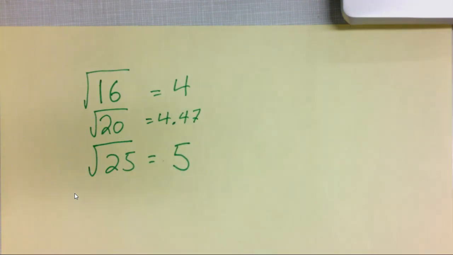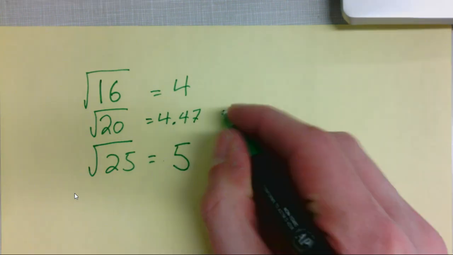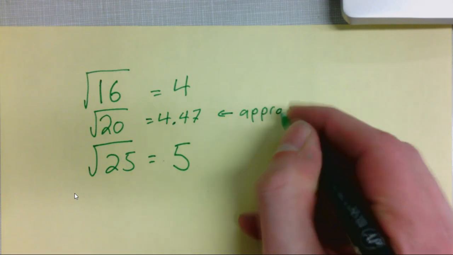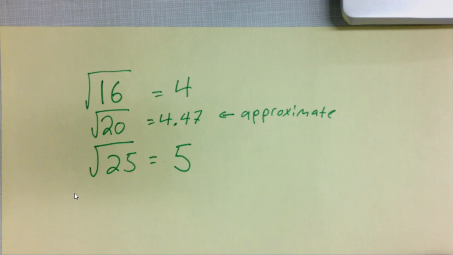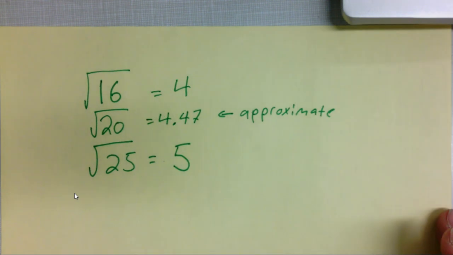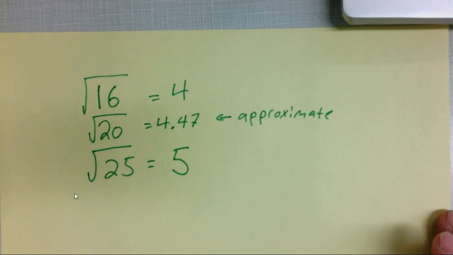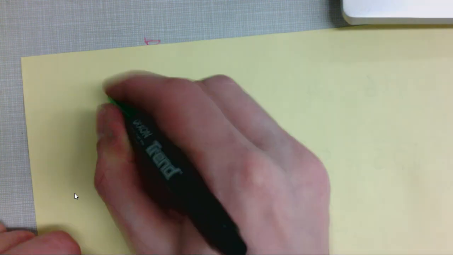So if we use this in our solution, the best we can do is have an approximate answer. It's approximate because at some point I've had to round this decimal. So it's not an exact answer. So what we're going to talk about today is how can I get an exact answer? How can I simplify this root into an exact answer in simplified form? So let's keep looking at root 20.